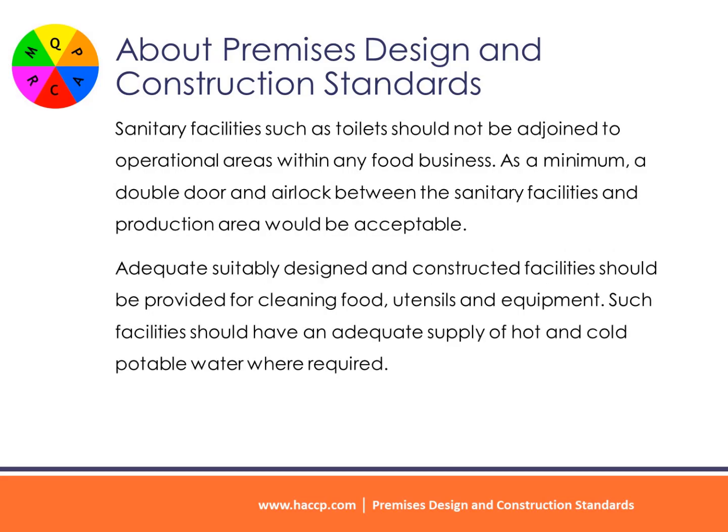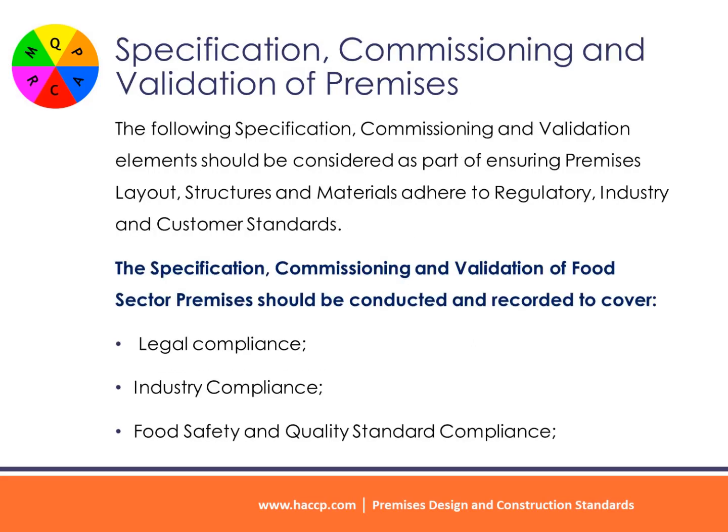Sanitary facilities such as toilets should not be adjoined to operational areas within any food business. As a minimum, a double door and airlock between the sanitary facilities and production area would be acceptable. Adequate suitably designed and constructed facilities should be provided for cleaning food, utensils and equipment. Such facilities should have an adequate supply of hot and cold potable water where required.